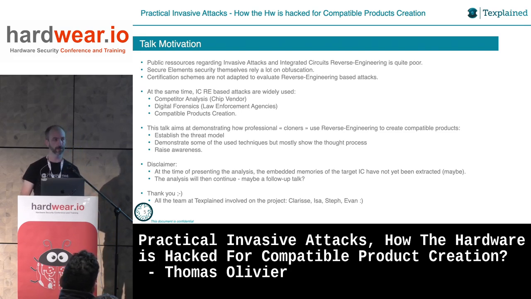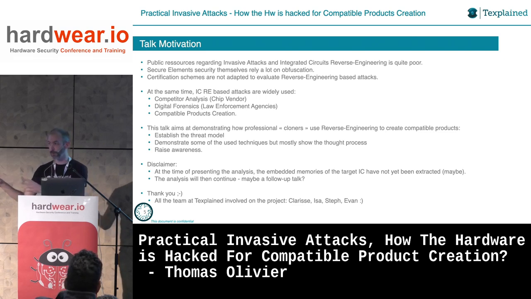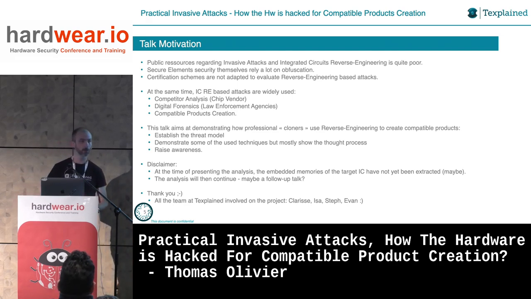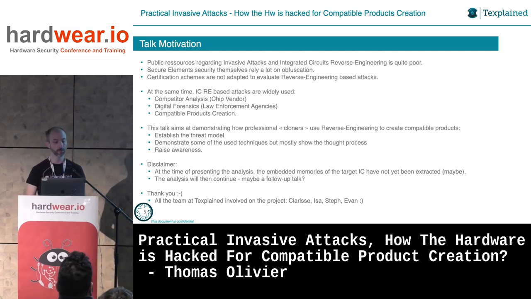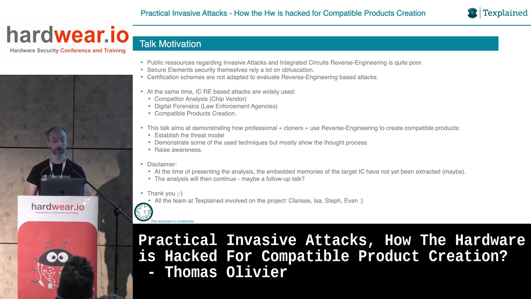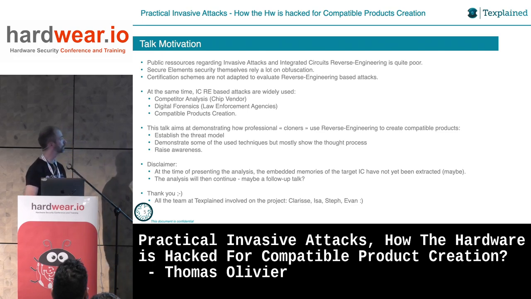There's a number of people that are using those techniques, and it's growing big, you know, like when I started 18 years ago, reverse engineering chips were like something for the mad people, right? But now it's done a lot by the chip vendors themselves for competitor analysis, but also by the digital forensics guys, like the law enforcement agencies, who are using this to extract evidences from encrypted products, let's say. And then we have this compatible product creation that I want to talk about.